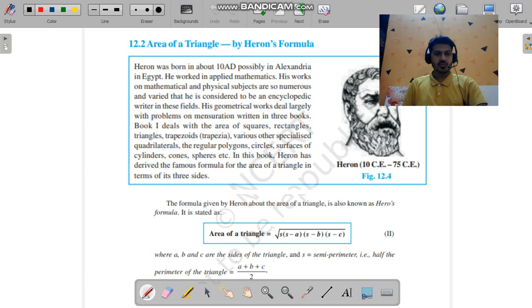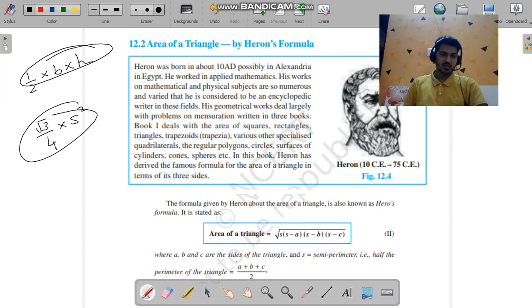Now if I ask you to find the area of a right angle triangle, you are going to use the formula half into base into height. And if I ask you to find the area of an equilateral triangle, you are going to use the formula root 3 by 4 into side square. But both these formulas have conditions. The first formula requires that the triangle should be right angled, and in the second formula all sides of the triangle must be equal. Then only these formulas can be used to find the area.